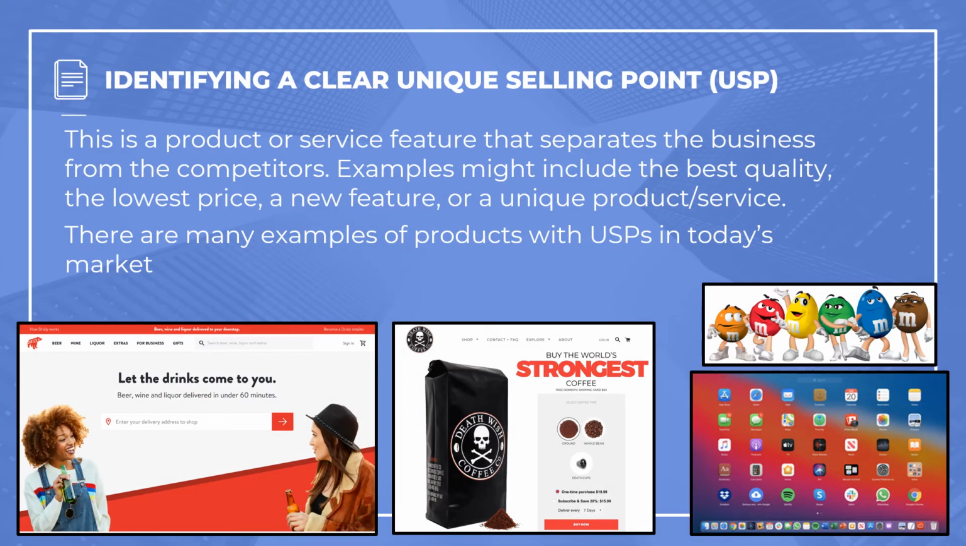Next, we have identifying a clear, unique selling point. Now, this one is a really interesting topic to look at because when you are looking at products, a lot of them are very, very similar. So if you take any product that you can think of, you will always be able to find a competitor.